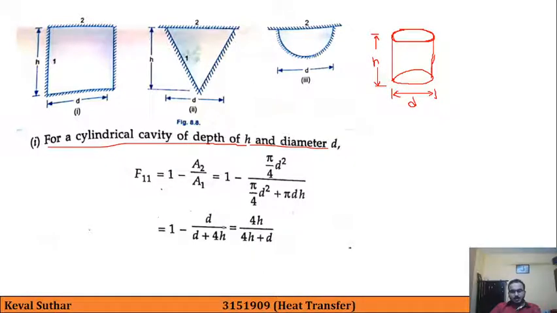So now 1 minus A2 by A1, that is our previous formula. Surface 2, that is in our case this, is pi by 4 d square over here, and for surface 1 it will be pi by 4 d square, that is the bottom surface, plus this surface of the cylinder, the surface area of the cylinder, that is pi d into h. So finally we are getting this formula.